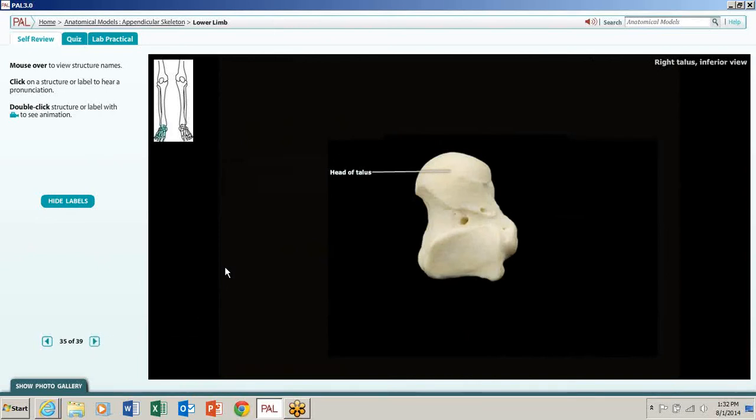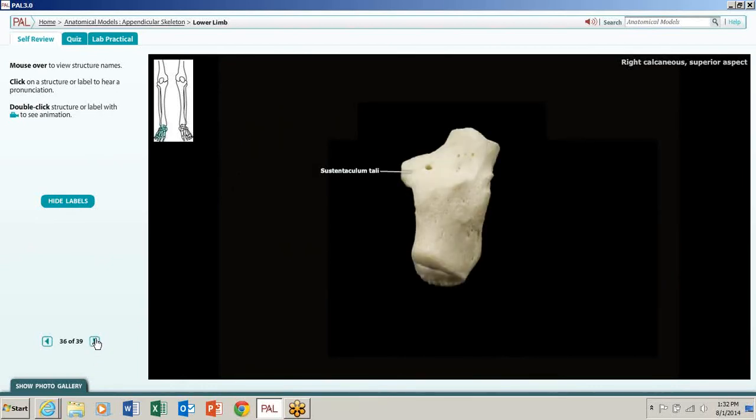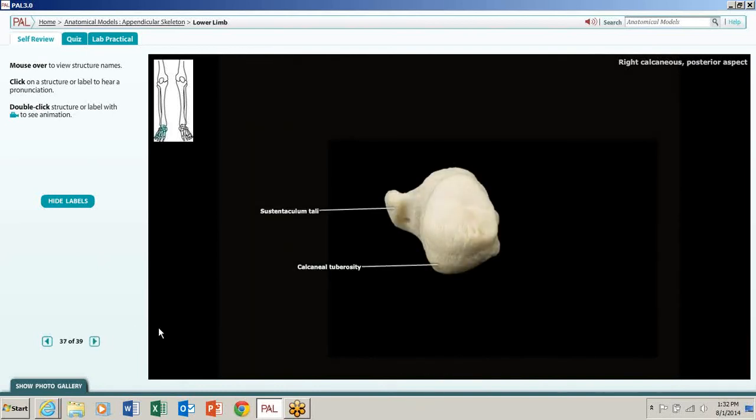This is the right talus, and this is the right calcaneus, superior aspect. So they're distinct from the tarsal bones. And this is the right calcaneus, a posterior aspect.